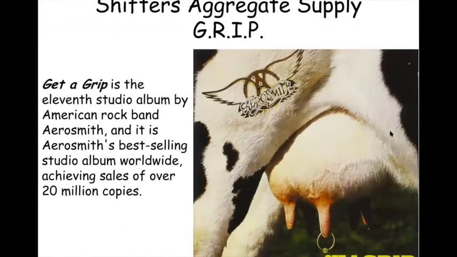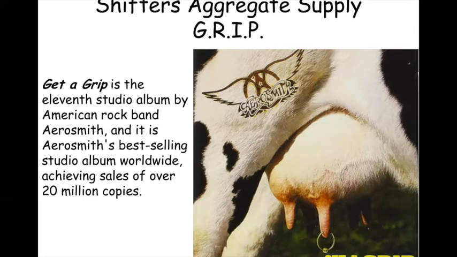Now, what are our shifters here? Okay, the easiest way to remember this is GRIP. We've got Aerosmith's eleventh studio album right there, with the cow's udders pierced. I know it's disgusting, but that's good because that means it'll stick in your memory. So that's why we're going to use it. Their album was called Get a Grip. So just think of GRIP. Anytime you want to see the shifters of aggregate supply, there it is, GRIP. Think about that picture right there.